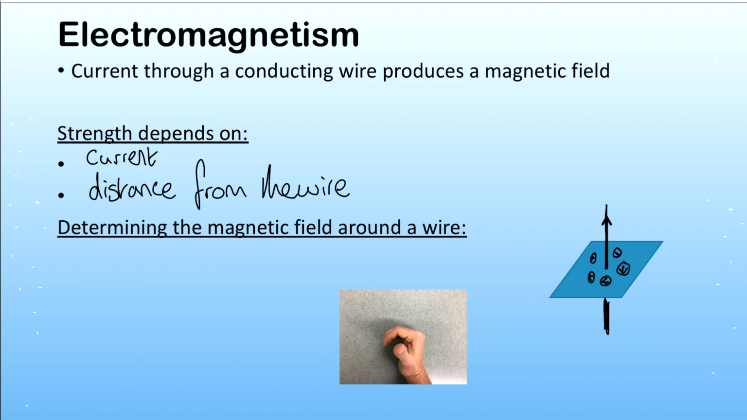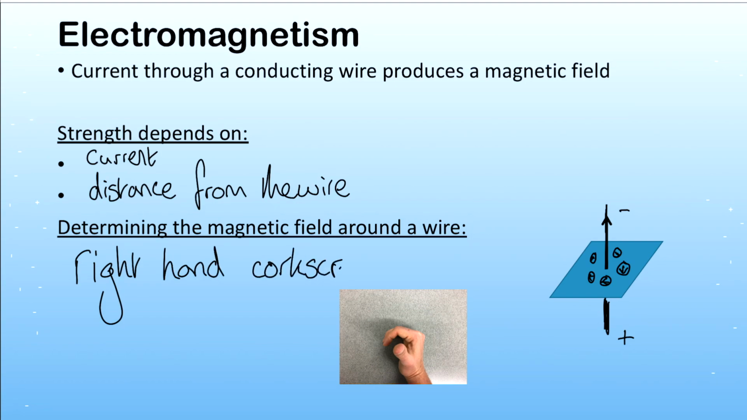You can see here we've got the flow of current. Bear in mind that flow of current here is the conventional current, which is positive to negative. So we're going up through this wire. And the corkscrew rule applies to determine the direction of the magnetic field. And that's using the right hand corkscrew rule.